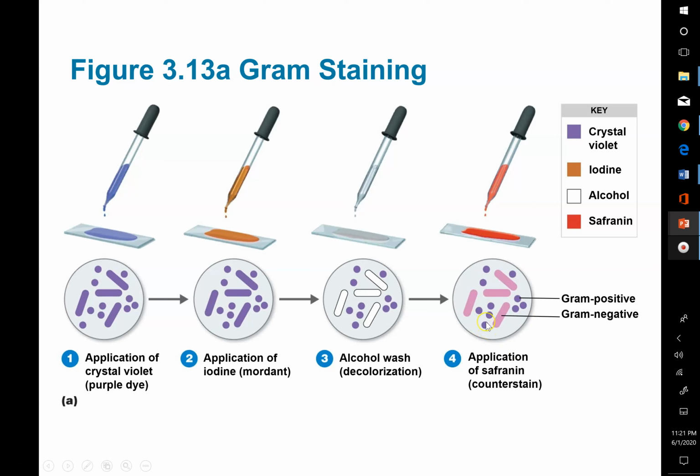So we use safranin as a counterstain. Safranin's a red colored dye, as you can see here. However, you can see in the image, generally, we don't actually get red cells, we get more of a pink, because once you do water washes, which they're not showing here, there are water washes between each step. Once you do the water washes, it's not a red color that is retained, but more of a pink color. So that's how you get gram-positive being purple and gram-negative being pink.